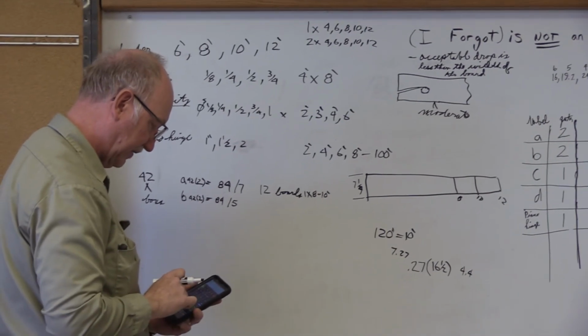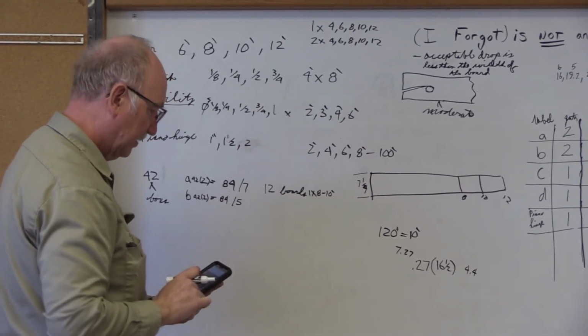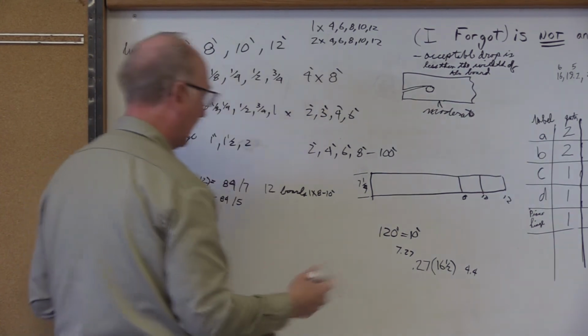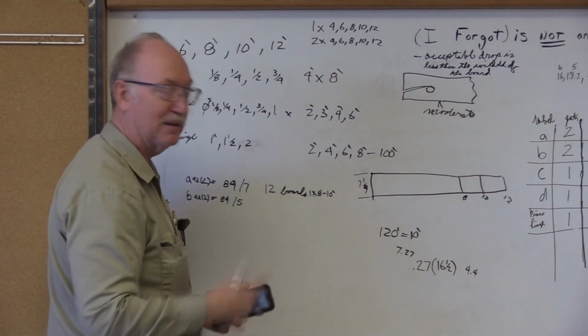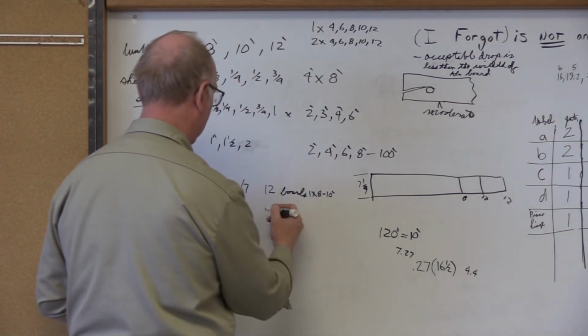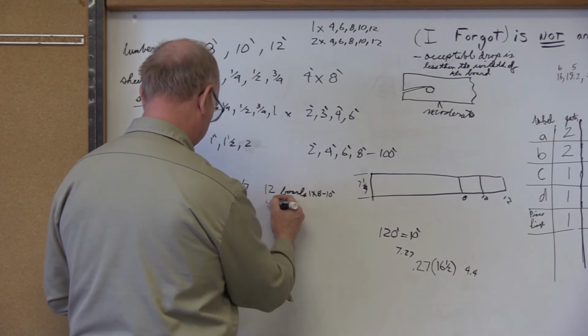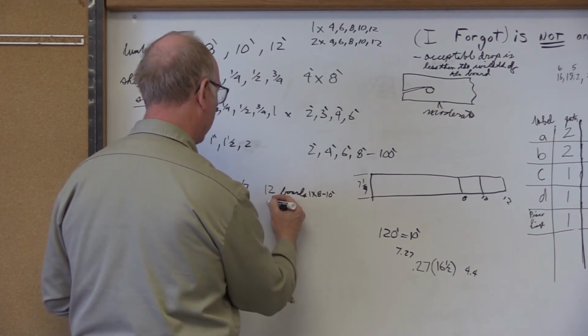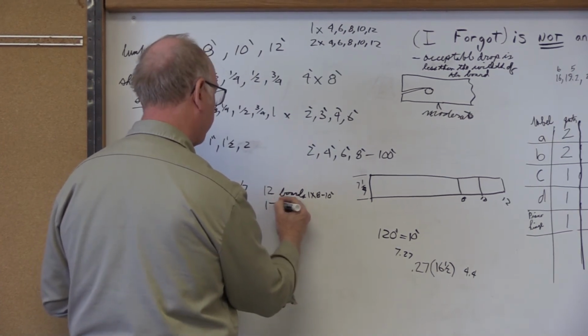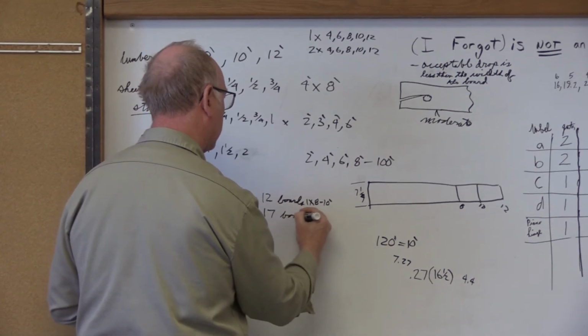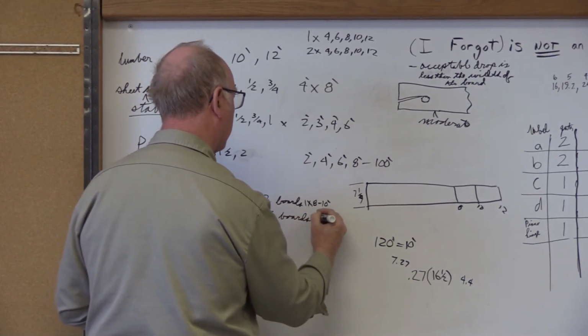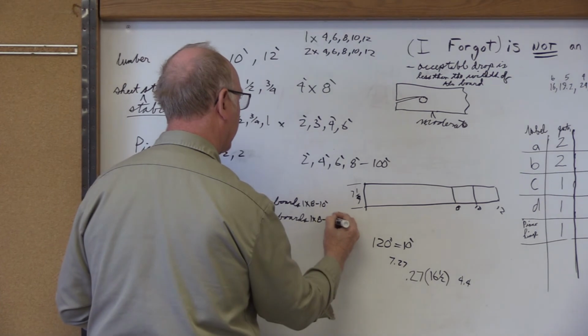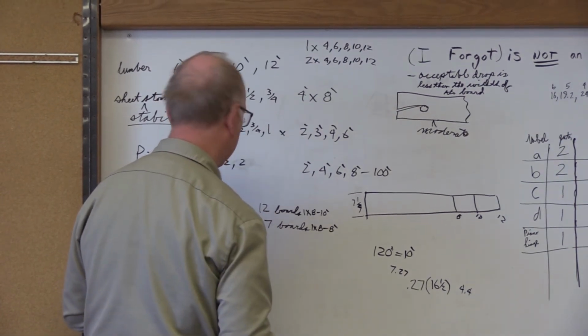84 divided by 5. So we'll need 16.8, but you can't buy a portion of a piece, you can buy the whole piece. So we're going to get 17 boards, 1 by 8 foot. Okay?